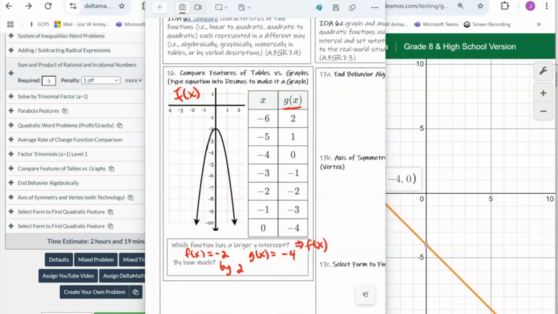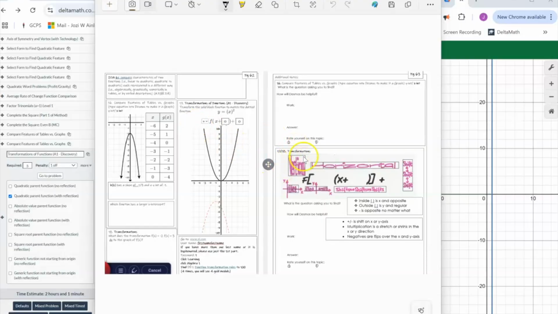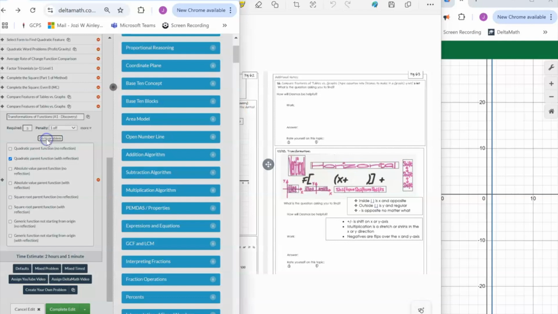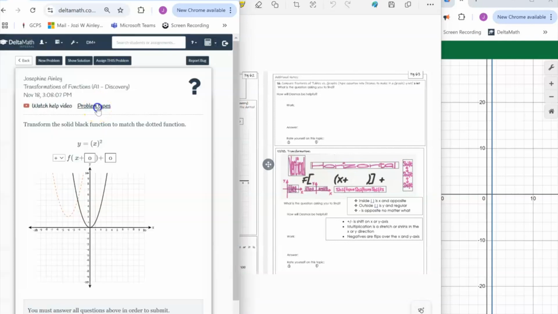Let's practice. All right, so I want to take a look at transformations. Question 17 and 18 are transformations. I'm going off the assumption that you've watched the previous video that talks about what all of this means. If you haven't, please go and watch the video that talks about inside and outside. I am going to quickly recap it here, but not teach it in depth. Okay, so looking at question 17, this is the Delta Math one. So quadratic reflection. All right.